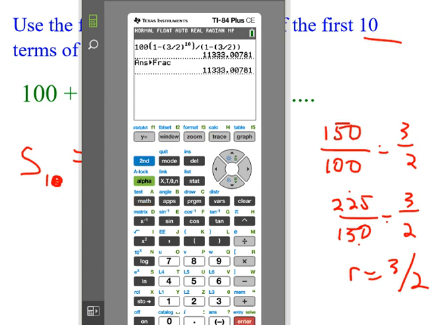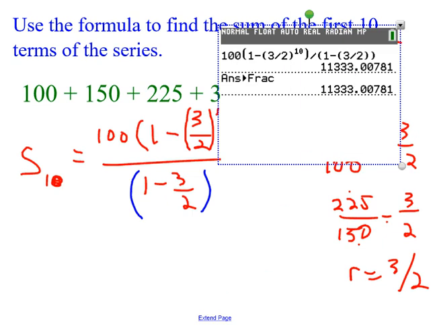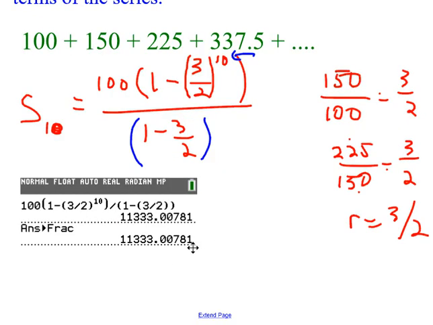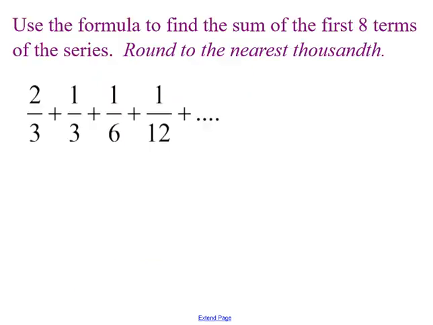So let's shrink that down. So 113, actually, I think I can pull this over right here. And there's my answer. This is my answer right here, the sum of the first 10 terms. Okay, we can try another one.